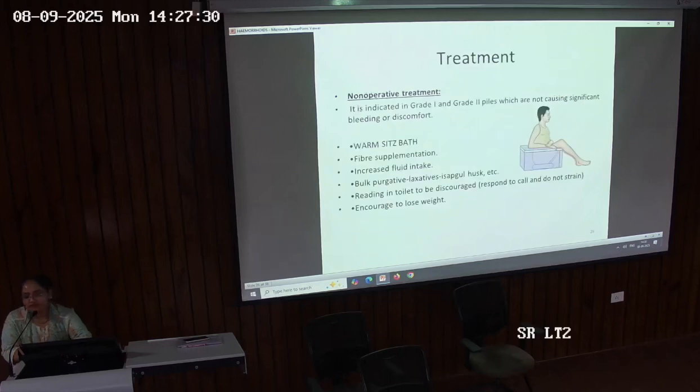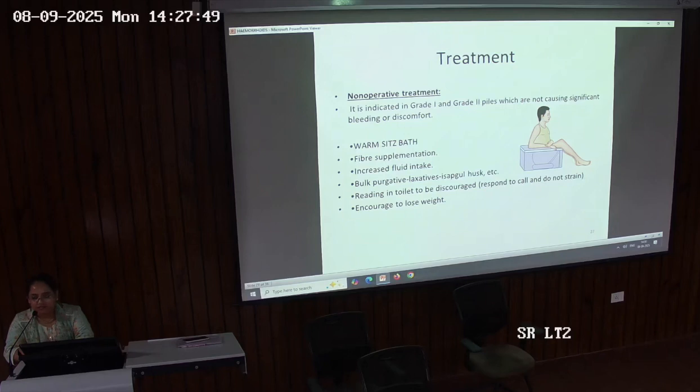What are the treatment options? First is always go for conservative management. In grade 1 and 2, without any major symptoms, we should go with conservative management. What is a warm sitz bath? Anyone?